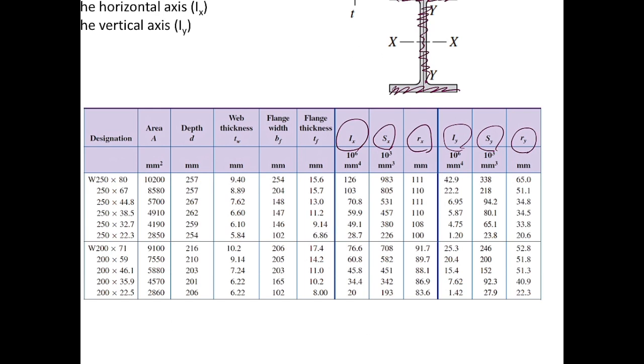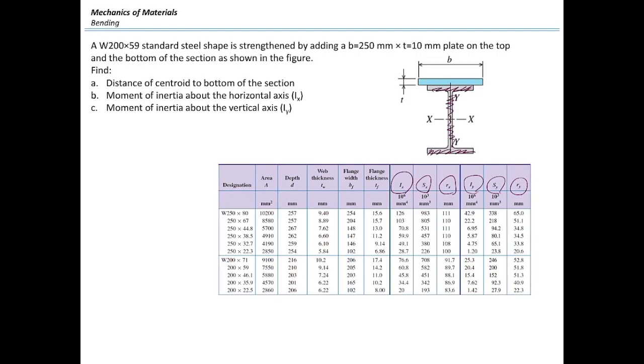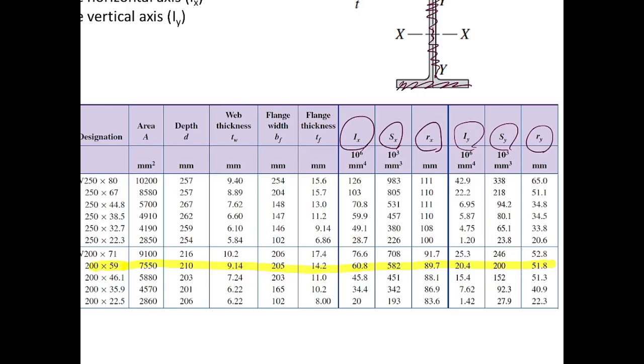Now let's get back to the problem that we have. For this shape, we want to determine where is the location of the centroid first, and then determine the moment of inertia for the combined section. The section is W200 by 59. Area would be 7550. Height would be 210. Moment of inertia about the x is 60.8 million. And moment of inertia about y is 20.4 million.